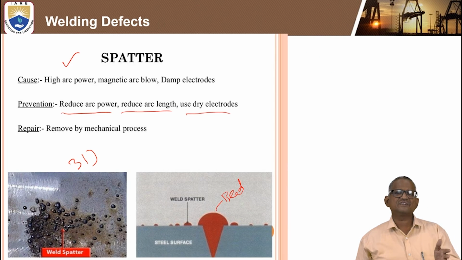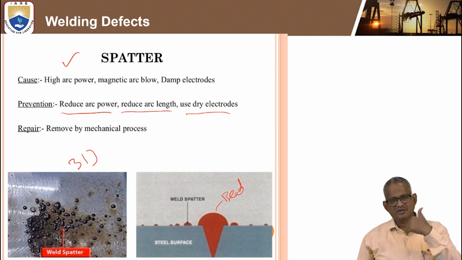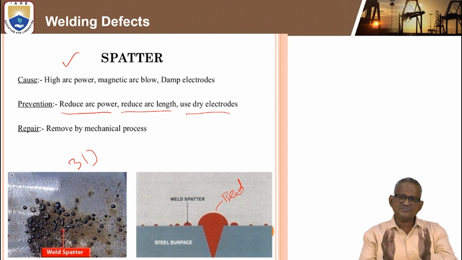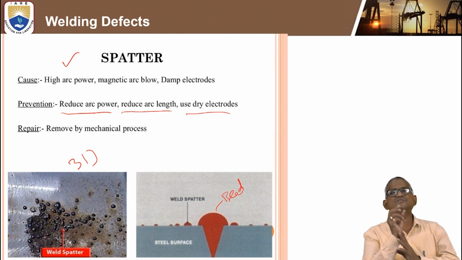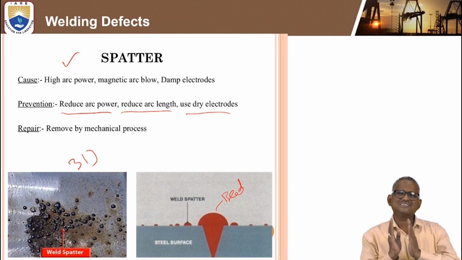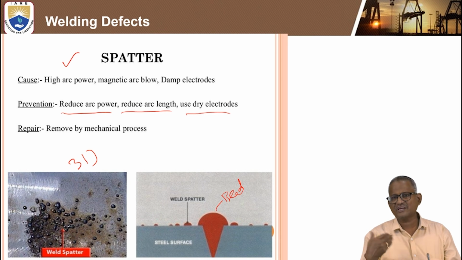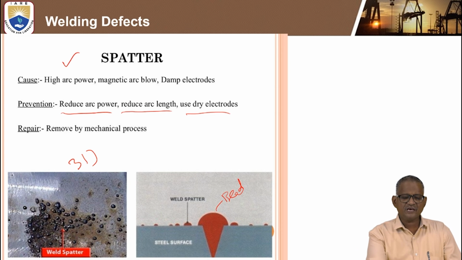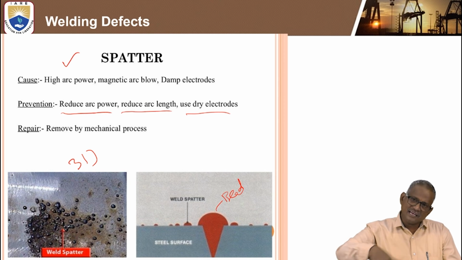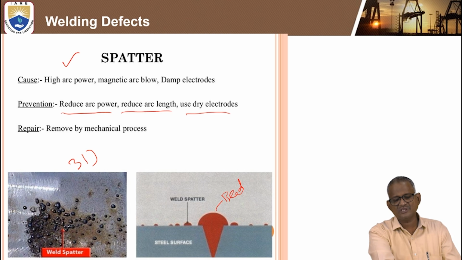Among the welding defects is spatter, and the main causes are high arc power, magnetic arc blow, and damp electrodes. This can be eliminated. As prevention and remedy, you should reduce the arc power, and the arc length should also be maintained properly. We should use dry electrodes. All these can be removed by mechanical techniques. We can compare in 3D how spatter is formed, and the excess is removed by the grinding process.